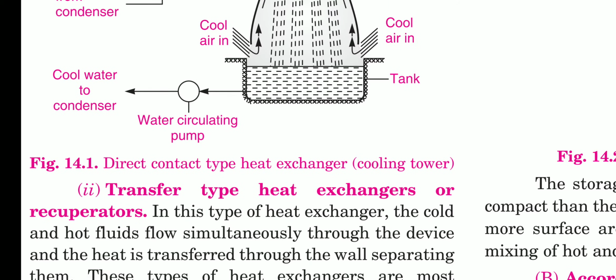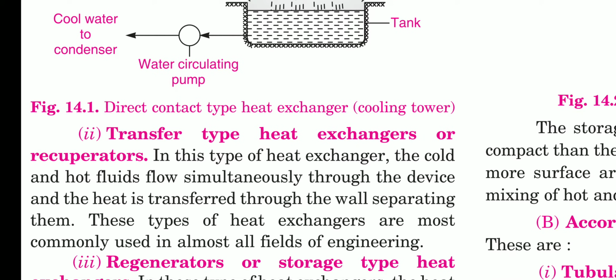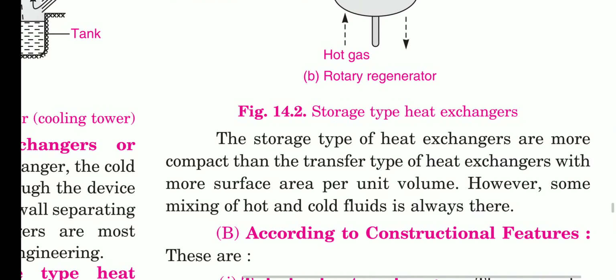Now the next type is transfer type heat exchangers, otherwise called recuperators. Transfer type heat exchangers are the most widely used, and in this lesson we'll be dealing with transfer type heat exchangers only. In transfer types there is no direct contact between the fluids; there is a wall between them. Tube in tube, or concentric tube heat exchangers, etc. are examples of transfer type heat exchangers.